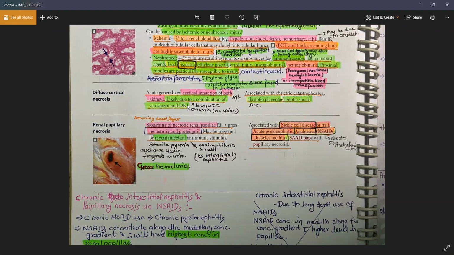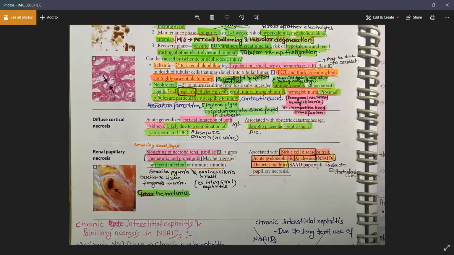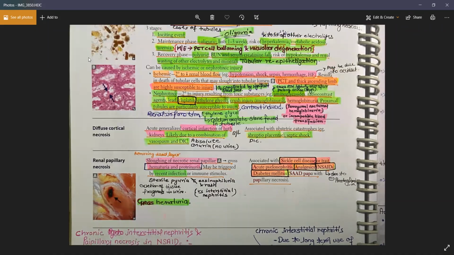And please note, because the cortex has now become dysfunctional, you have absolute anuria in this case. It is bilateral, it is not unilateral, right? So it will be absolute anuria in the patient. He won't have any urine output at all within 24 hours. If they have a very slight urine output in 24 hours, think about ATN. If they have no urine output at all, think about diffuse cortical necrosis.